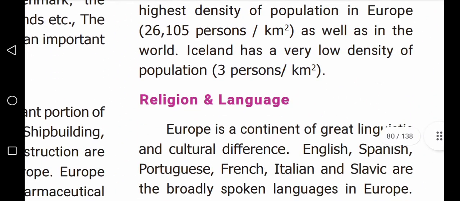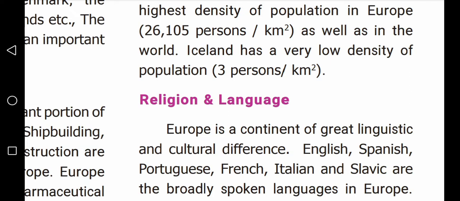Next one, religion and languages. Europe is a continent of great linguistic and cultural difference. English, Spanish, Portuguese, French, Italian, and Slavic are the broadly spoken languages in Europe.